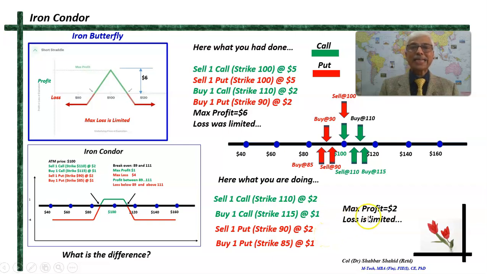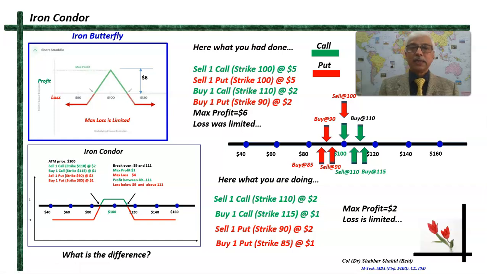Alright. So the maximum profit or the maximum premium that you get is $2. Got it? Again, your loss remains limited. To what extent? Again, that will be a matter of calculation. But here, your maximum profit was $6. Here, your maximum profit is $2.